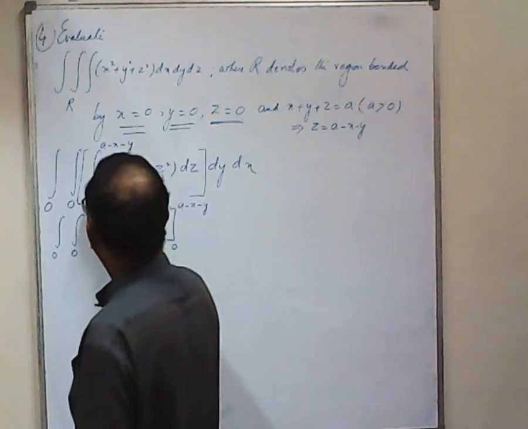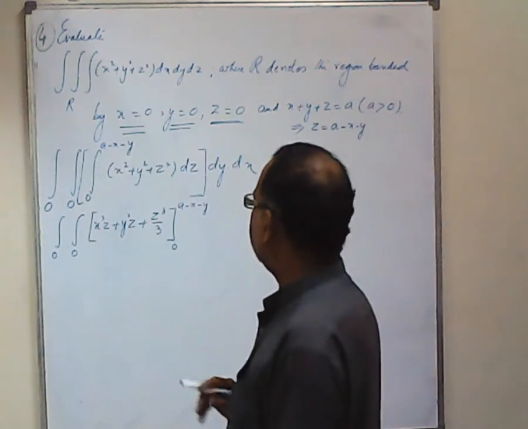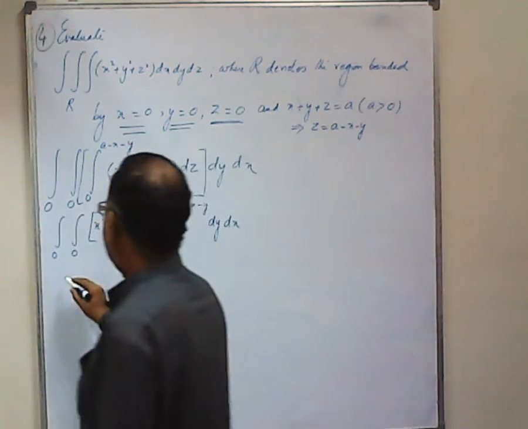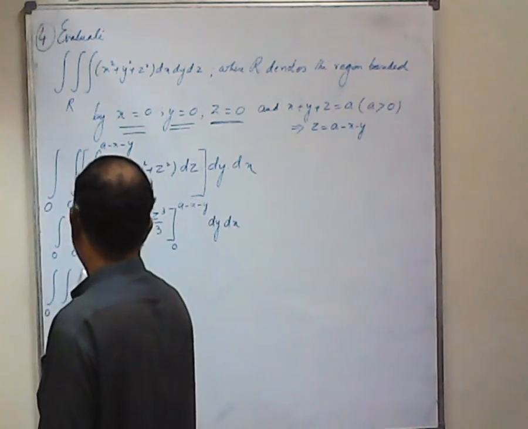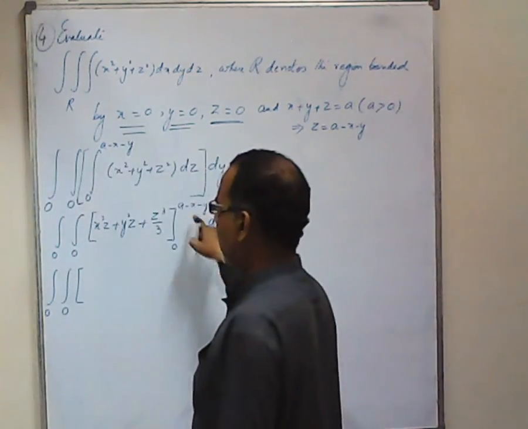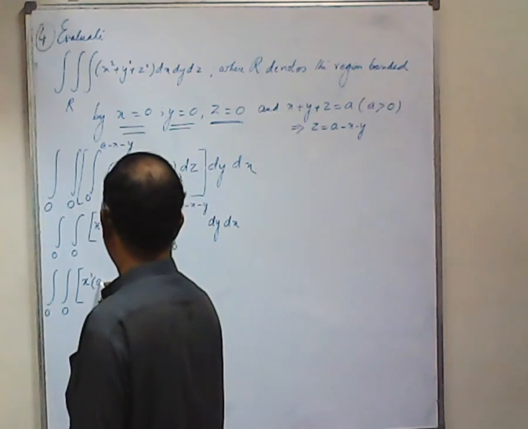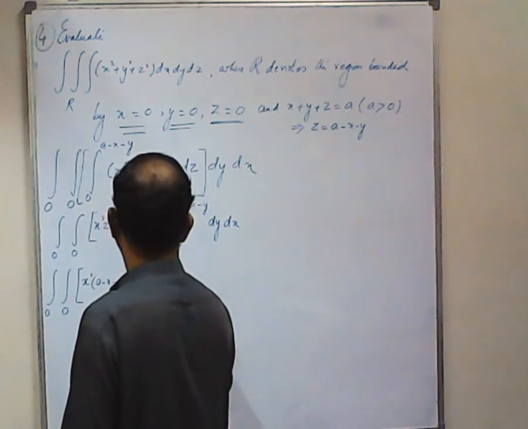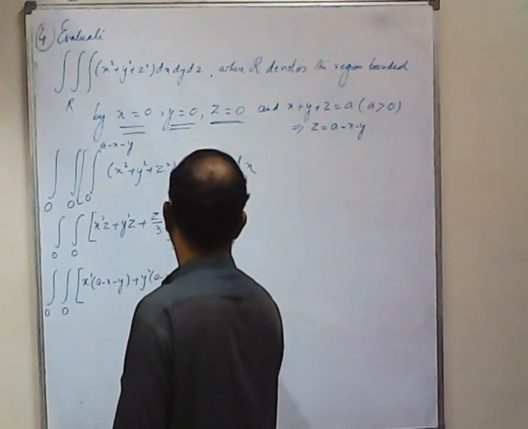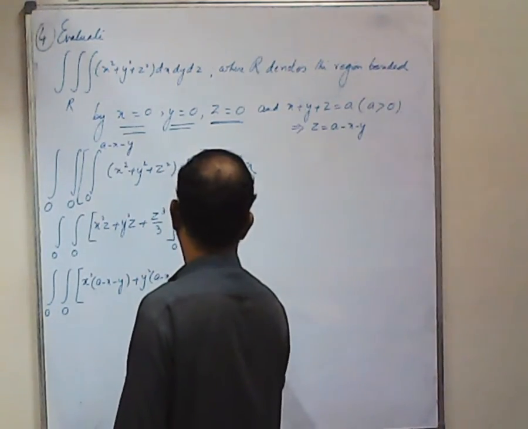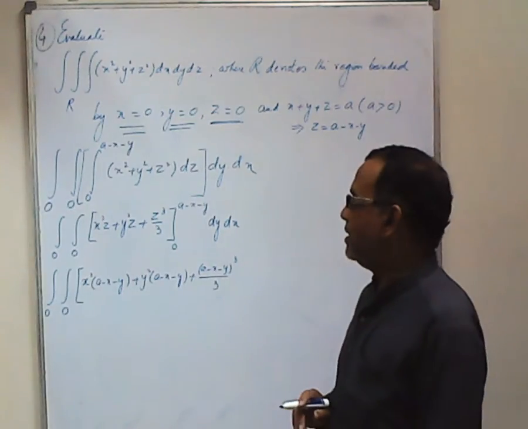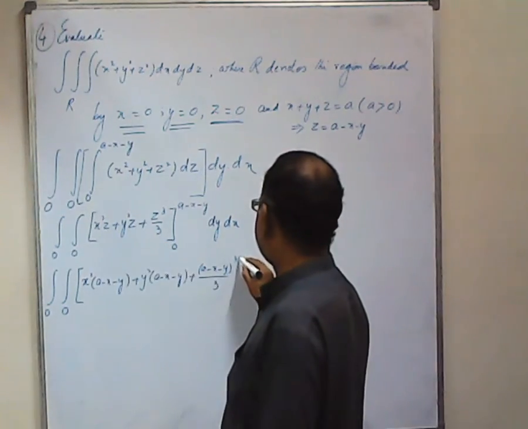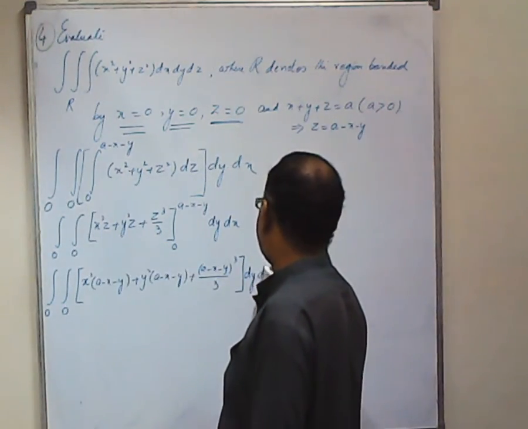So what will happen now? We need to substitute the upper and lower limits. These are the 2 integrals. For the upper limit, we get x square times a minus x minus y, plus y square times a minus x minus y, plus a minus x minus y whole cube by 3. This is the upper limit. Then when we substitute the lower limit, which is 0, all terms will be 0. So it is only dy and dx.